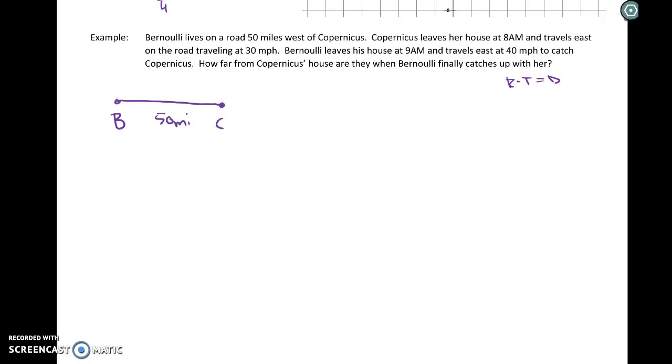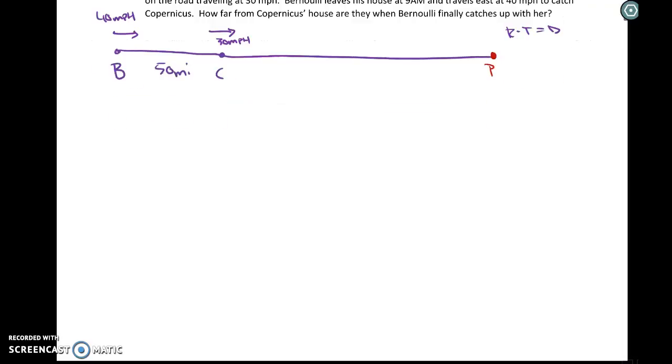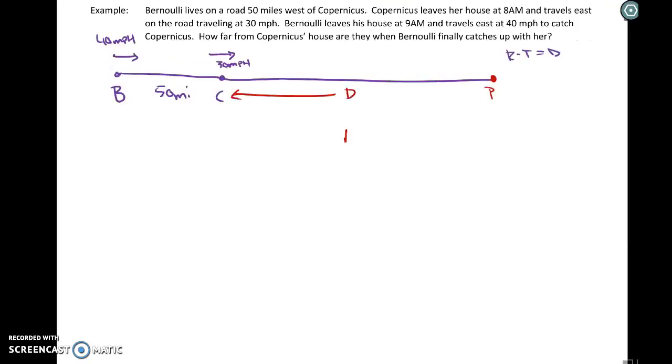Copernicus leaves her house at 8 a.m. and travels east along the road, traveling at 30 miles an hour. Bernoulli leaves his house at 9 a.m., an hour later, and he's traveling 40 miles an hour, also east. How far from Copernicus' house are they when they finally catch up? Because he's traveling faster, eventually he's going to catch her, and they're going to meet at some point P. The question is asking for the distance between Copernicus' house and their meeting place.